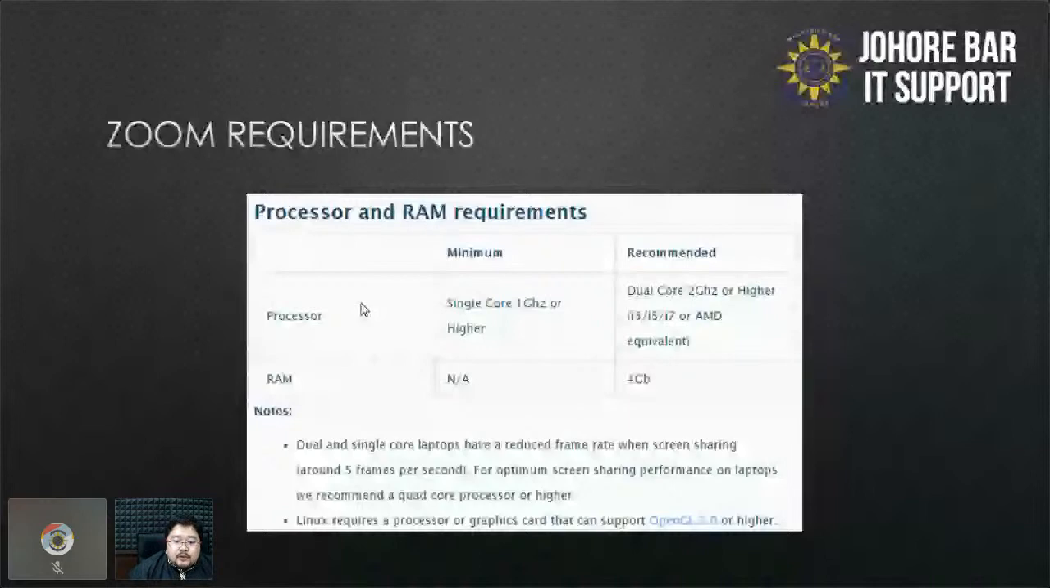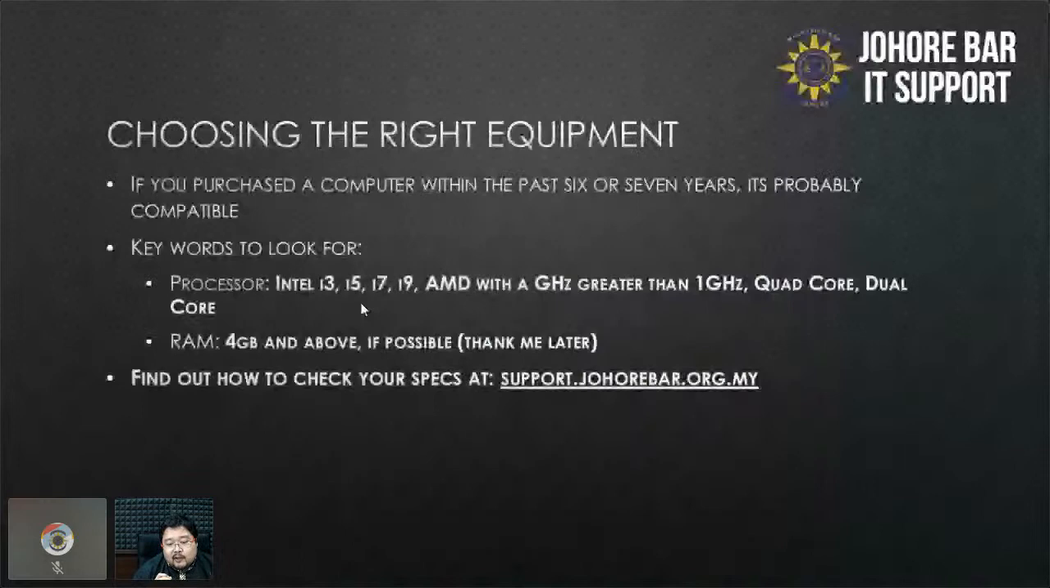So when it comes to choosing the right computer, or to know whether your existing equipment is compatible, the keywords to look for, it may be on a sticker on your computer, or the specification that you look for inside your computer. The keywords are i3, i5, i7, i9, AMD. As long as you see those words, you're in good shape. And then when it comes to RAM, anything 4 and above would meet the demands of Zoom at least.